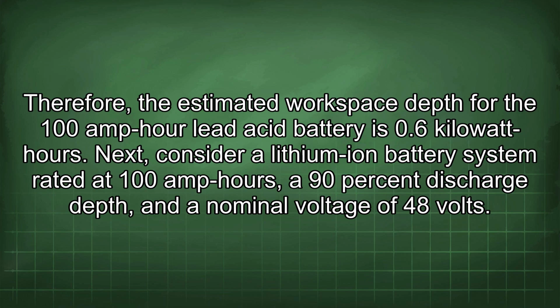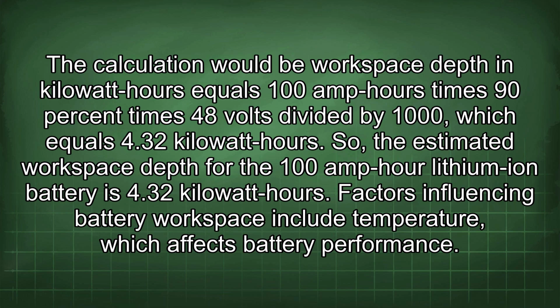Next, consider a lithium-ion battery system rated at 100 amp-hours, a 90% discharge depth, and a nominal voltage of 48 volts. The calculation would be workspace depth in kilowatt-hours equals 100 amp-hours times 90% times 48 volts divided by 1000, which equals 4.32 kilowatt-hours. So, the estimated workspace depth for the 100 amp-hour lithium-ion battery is 4.32 kilowatt-hours.